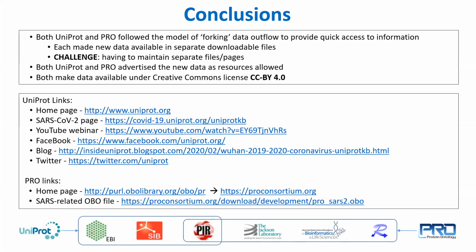And I just wanted to point out lastly that UniProt is provided by a consortium consisting of the European Bioinformatics Institute, the Swiss Institute of Bioinformatics, and the Protein Information Resource, while PRO is provided by the aforementioned PIR, the Jackson Labs, University of Buffalo's Center for Excellence, and Reactome.